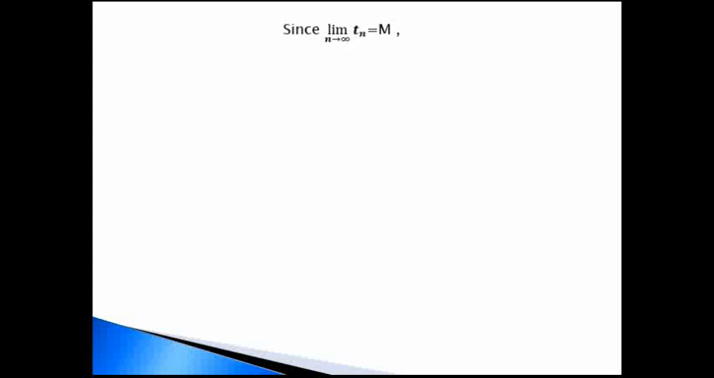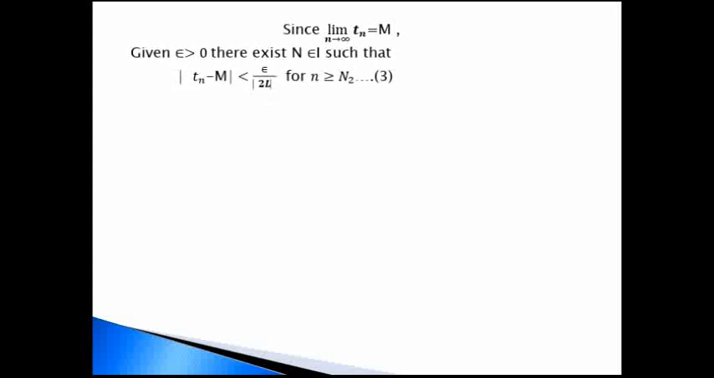Since limit n tends to infinity Tn equal to M, by the definition of convergent sequence, epsilon greater than 0, there exists N belongs to I such that modulus of Tn minus M less than epsilon by 2L for n greater than or equal to N2, which is equation number 3. Let us choose N from maximum of N1, N2.